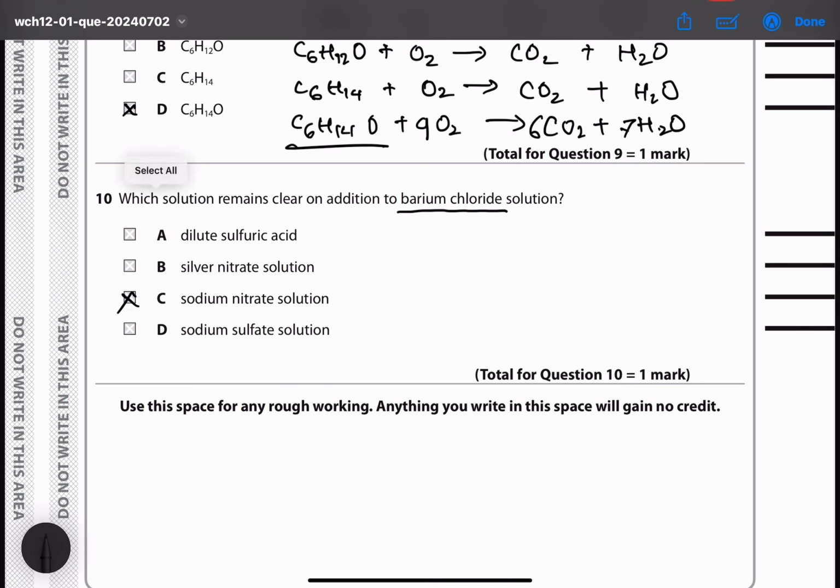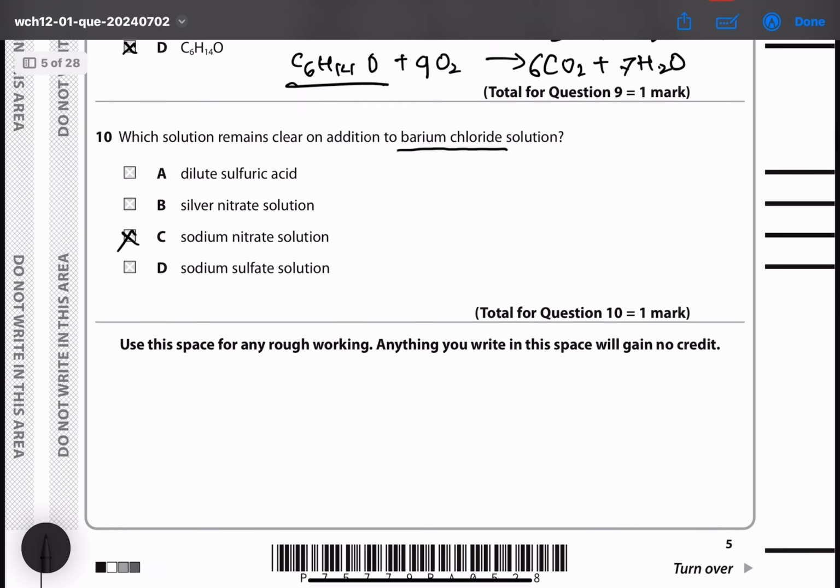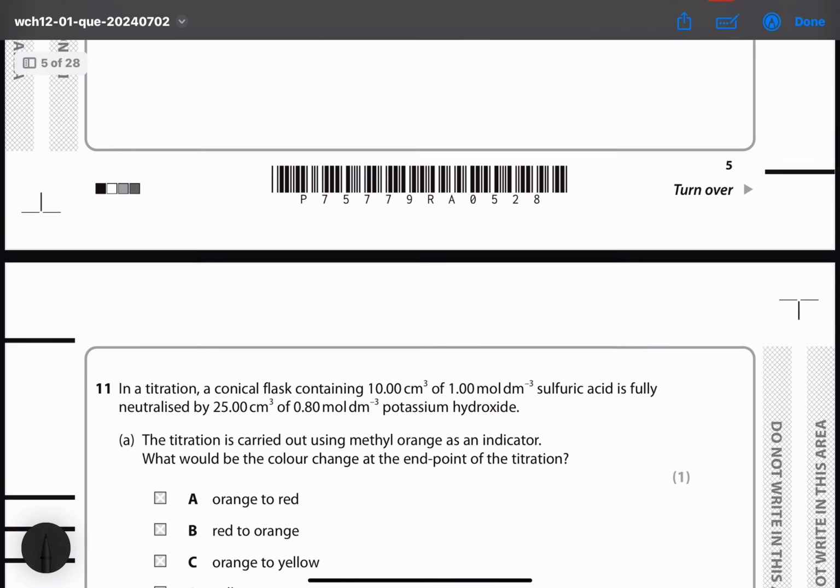B is not the answer because silver is going to react with this chloride ion to produce a white precipitate, silver chloride, which will give us a white precipitate. So the solution will not remain clear. The only answer is C.